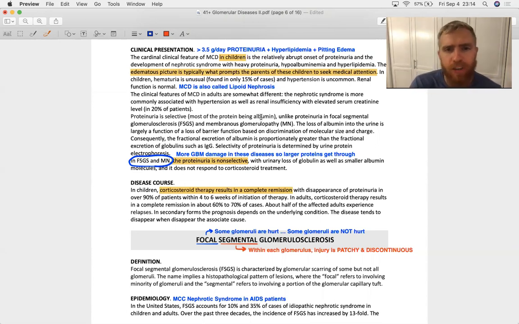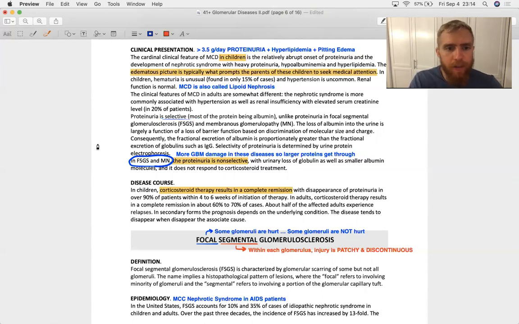So minimal change disease is also called lipoid nephrosis. If you ever see lipoid nephrosis, think minimal change disease. And it's lipoid because these patients are peeing out lipids. So the proteinuria is selective in minimal change disease. And what that means is that only small proteins get through.